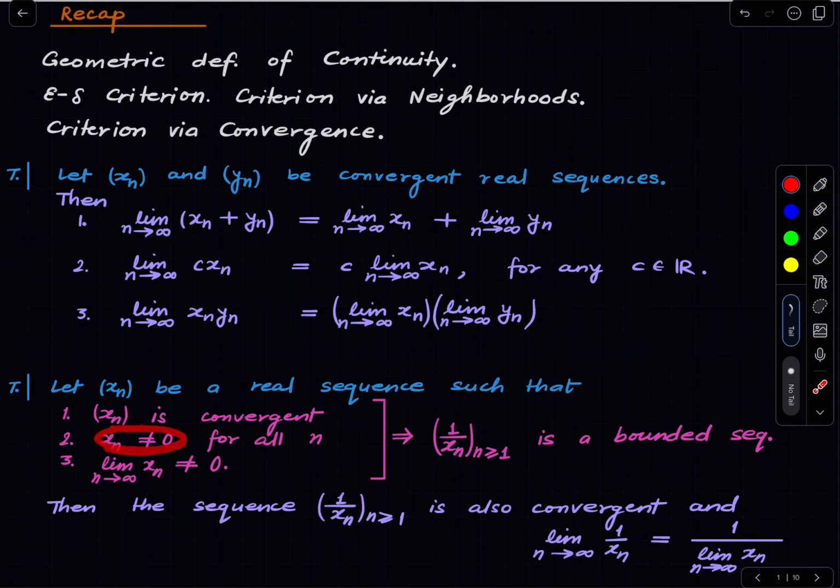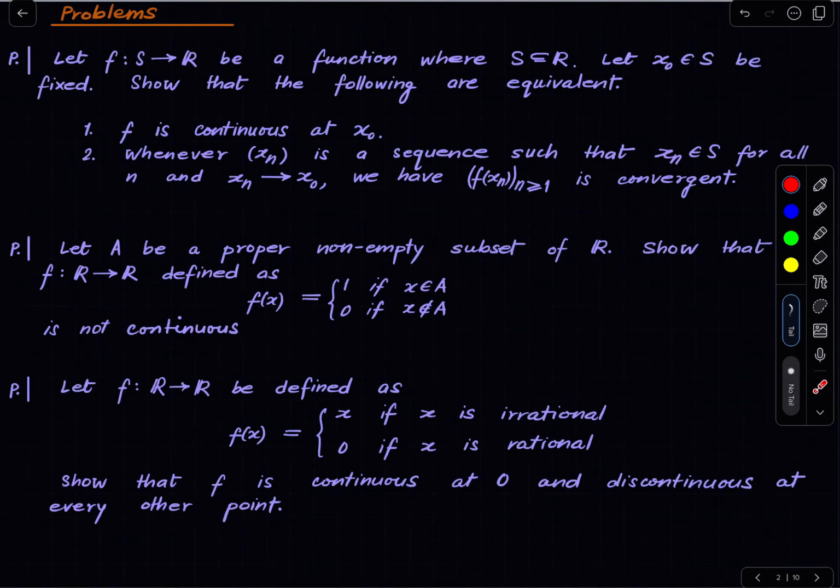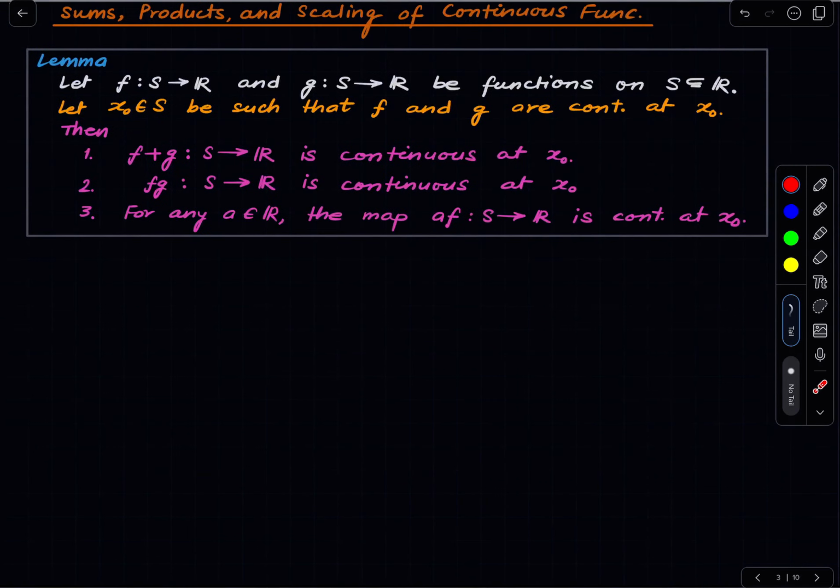xn shouldn't be 0 for any n, only then you can talk about 1 by xn. And the limit of xn is non-zero, so that one can talk about 1 divided by the limit. When these two conditions hold, this is also convergent, and it converges to 1 upon what the original sequence converged to. So keep in mind these two facts, and with that, let us proceed. Here are some problems for practice. And now let us get started.